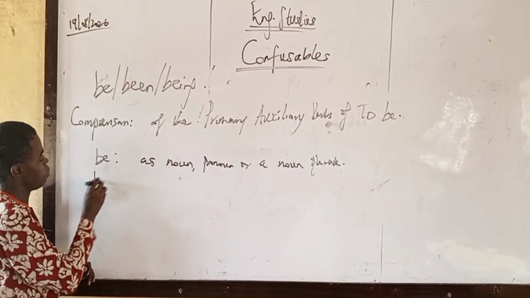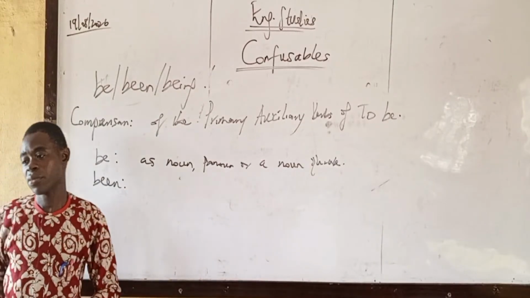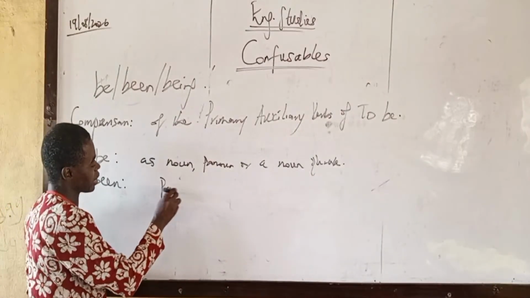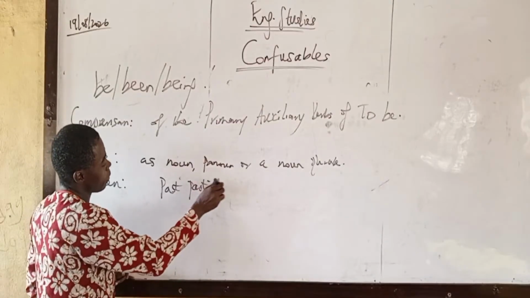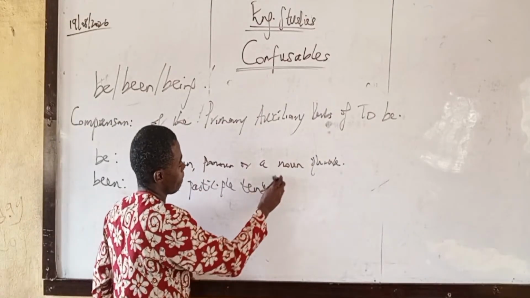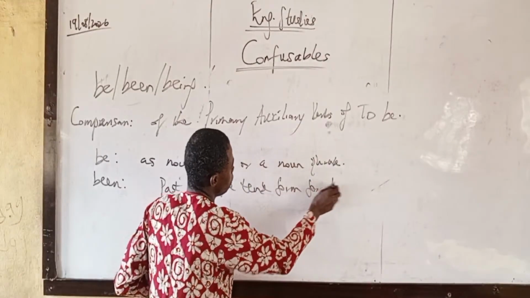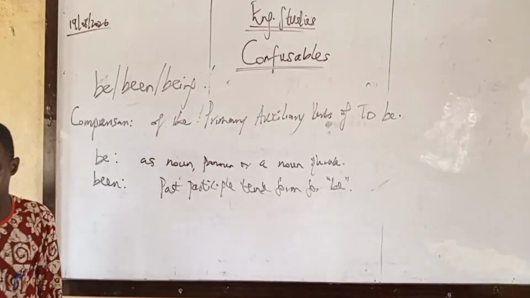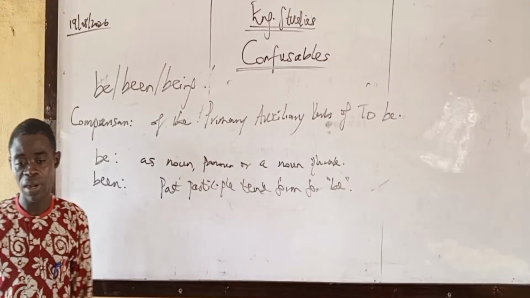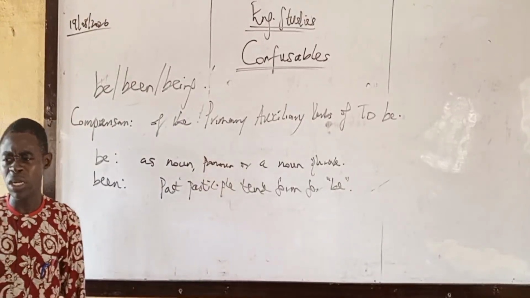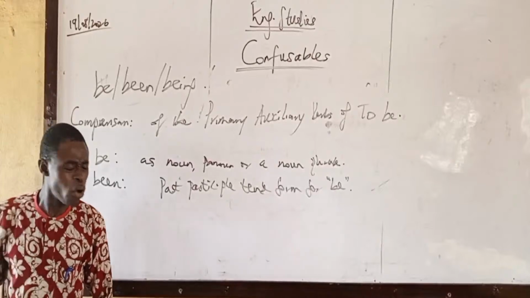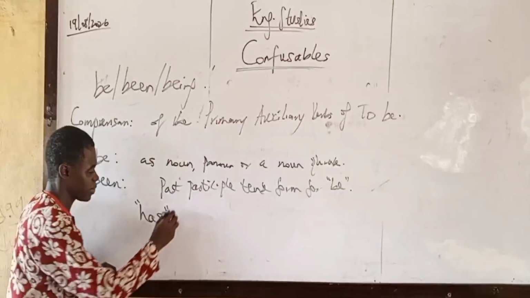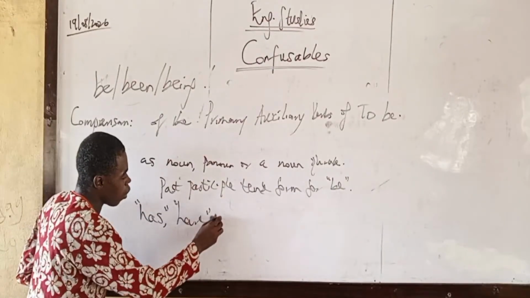Bring it down. We have been. This is the past participle form for be. For be. Take note of that. Are you ready? It can only, take note of that, it can only be preceded by has, have, or had.